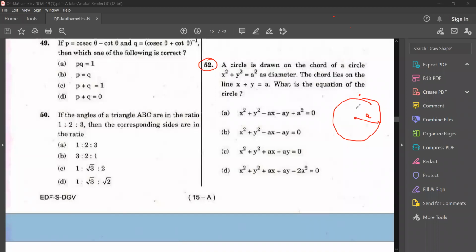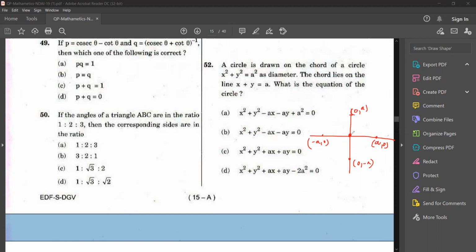Redraw the figure. This circle's center is at the origin, isn't it? And the radius is a. So we have the points a comma 0, 0 comma a, minus a comma 0, 0 comma minus a. The circle passes through these 4 points. Now we have a chord which lies on the line x plus y is equal to a.